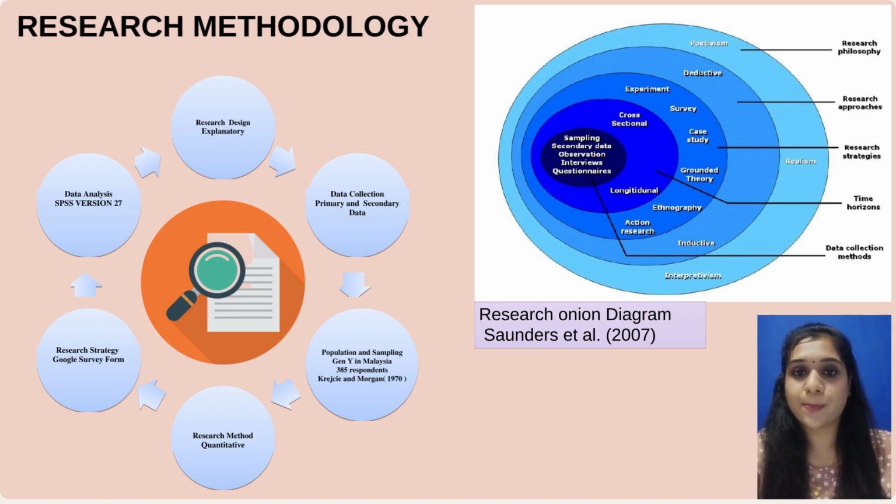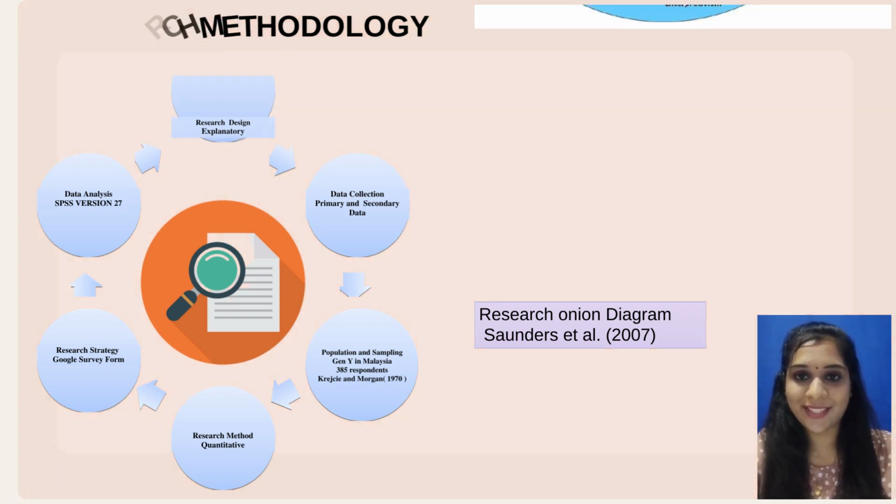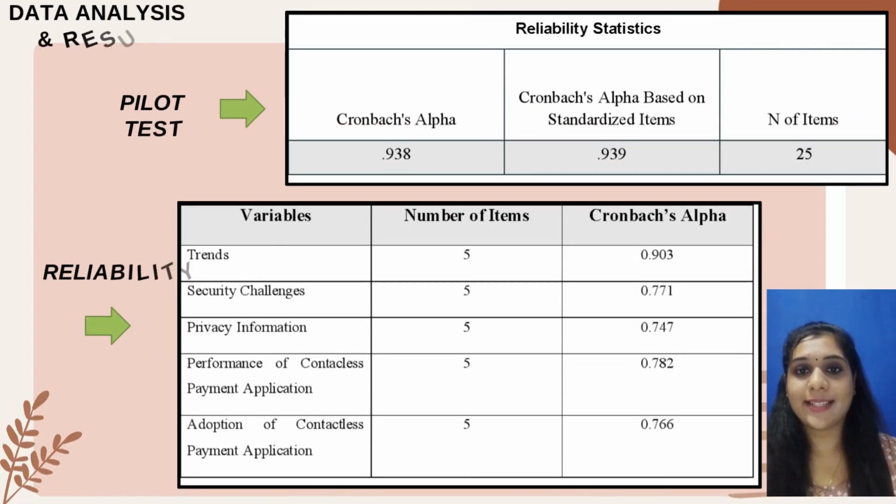The total population chosen by the researcher is 385 respondents among Generation Y. In order to reach the respondents, the researcher developed and distributed the Google Form survey to the targeted audience via social media. For the data extraction, the researcher utilized SPSS version 27. Next part is data analysis and results.